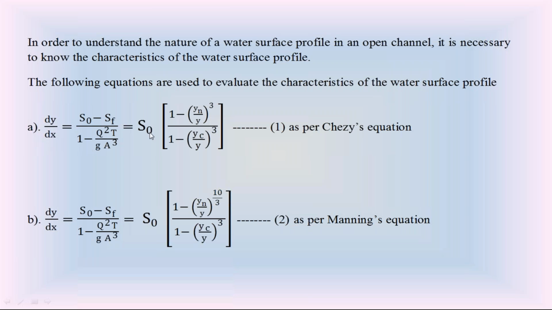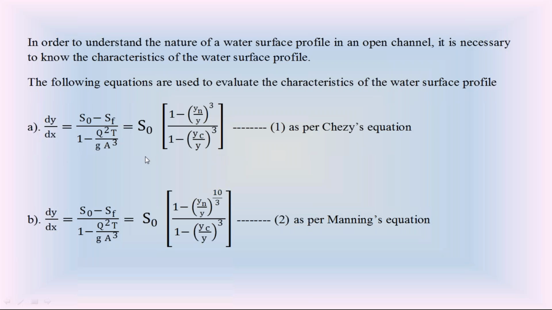dy by dx equal to S naught into 1 minus yn by y whole cube, divided by 1 minus yc by y whole cube. I am going to use this equation to explain the characteristics of water surface profiles in open channels. I will get the same results by using equation 2 also. There is no difference at all. But for easy understanding, in today's class, I am going to take this equation. This is the dynamic equation of gradually varied flow in the wide rectangular channel according to Chezy's.